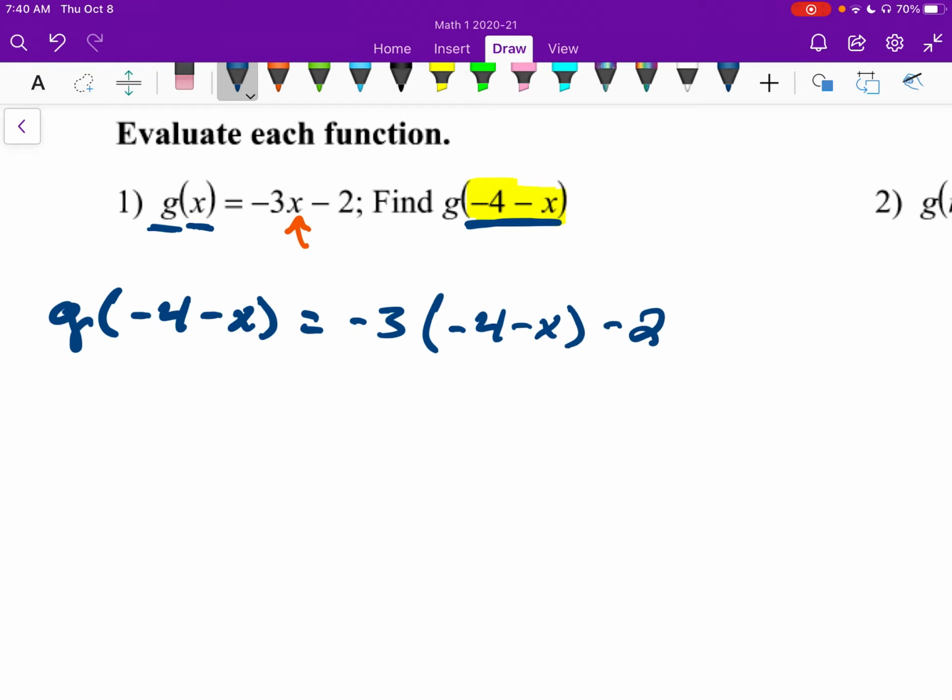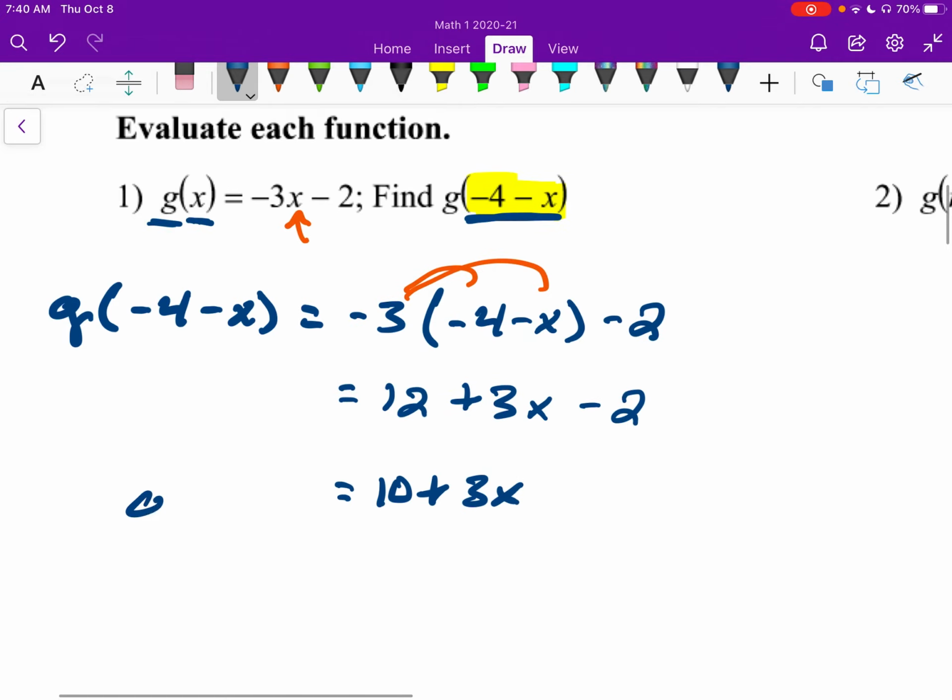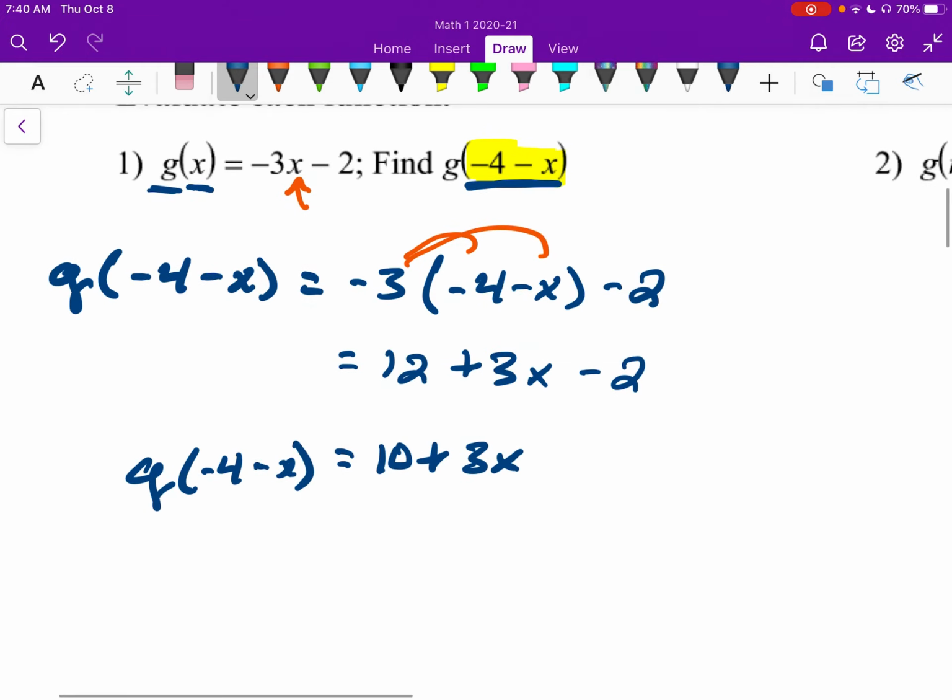And now the rest of the problem is just combining like terms and making it look pretty again. So I'm going to distribute my -3. I'm going to get 12 plus 3x minus 2, which is 10 plus 3x. And there we are. g of -4 minus x equals 10 plus 3x. Now, as we know, addition is commutative, so I could rewrite this as 3x plus 10 if I wanted to. They mean the same thing.